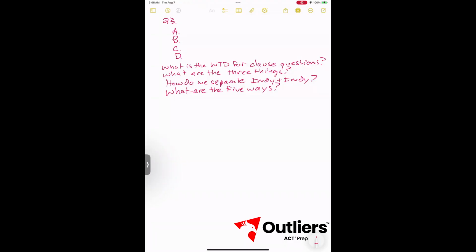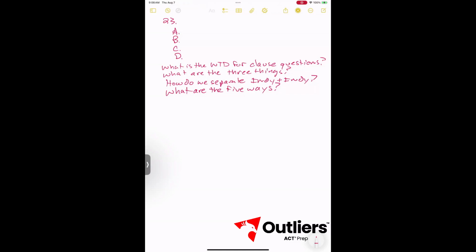Again, if you do not have those instantly down, they are gold. You will use them on 100% of tests 10 or more times. So please get them down now, drill them before continuing on. How do we separate independent plus independent? We separate them with the 5 ways.